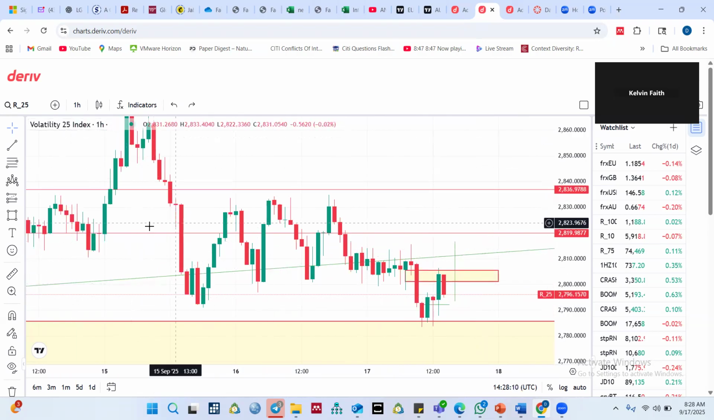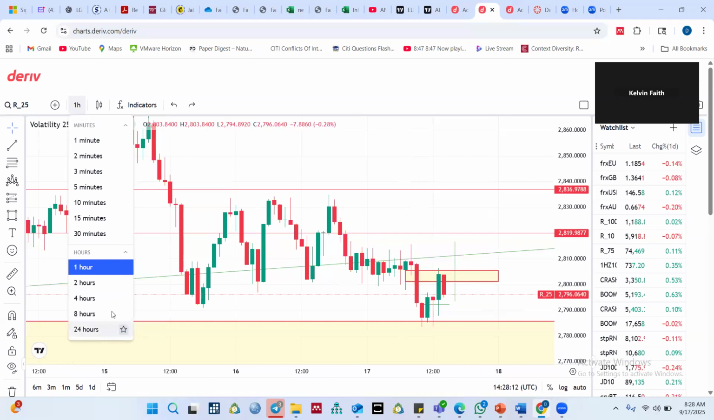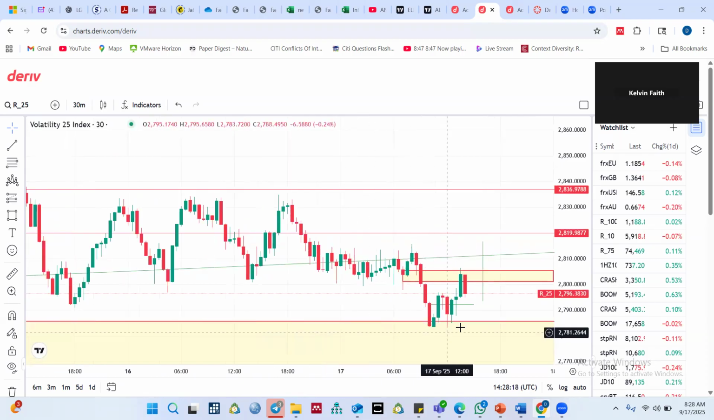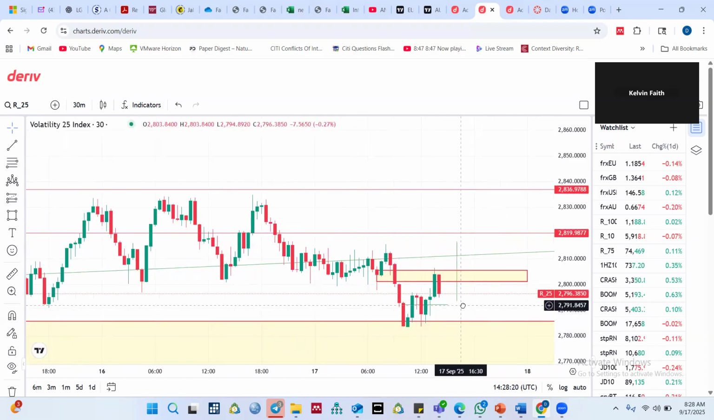Let's go to 30 minutes to see what is happening. On the 30 minutes, the story seems similar to what is happening on the 1 hour. Price came back into these previous lows that were broken, and then price is reacting. If it continues to engulf bearish, then we'll continue to see the sell.